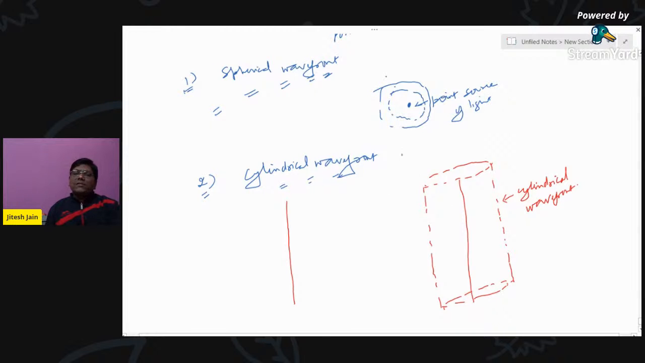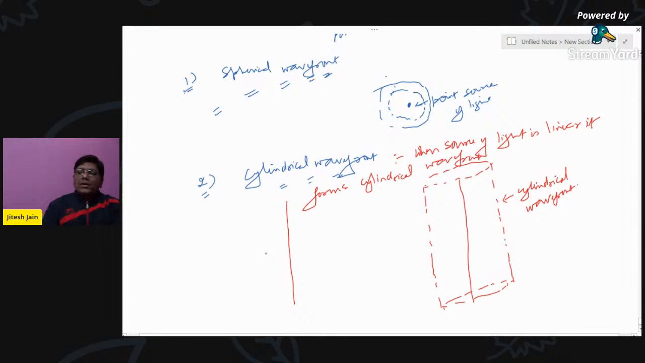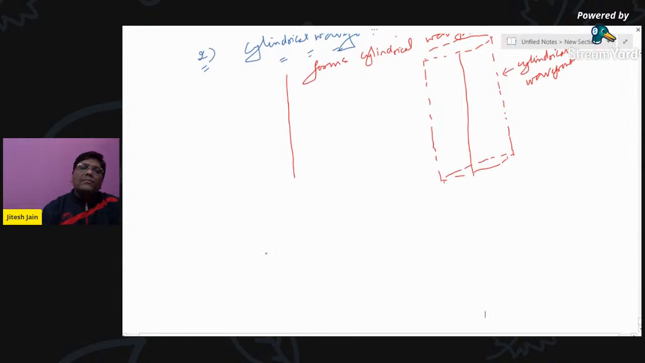So what is a cylindrical wavefront? When the source of light is linear, it forms a cylindrical wavefront. All right, very simple. Now, the next one is what? After this, suppose this same linear source of light is seen from a very far distance. It will form a planar wavefront.